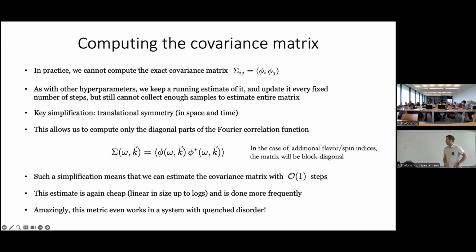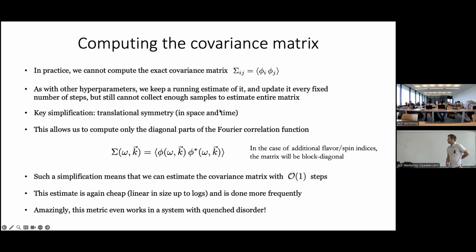But actually, as with the other hyperparameters, we can keep a running estimate of this guy. And it turns out that doing so is very advantageous. And then we update it. So we keep a running estimate and we update it at every fixed number of steps. But of course, you still can't collect enough samples to estimate the entire matrix, because the number of entries in it is beta volume squared.